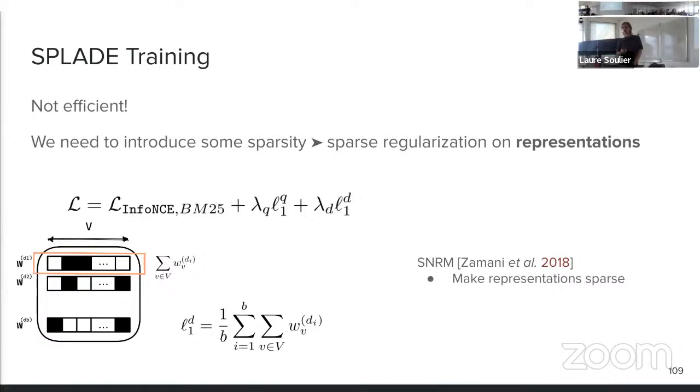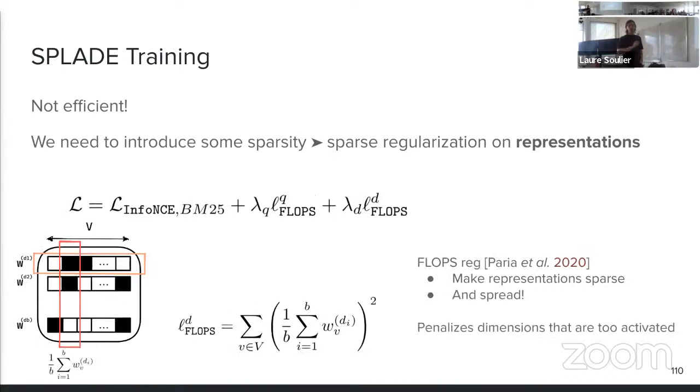But the problem with L1 is that you are not entirely sure to be aligned with the retrieval efficiency, which can be better approximated as the number of operations you need when you compute the dot product between a query and a document vector. And this is actually what the FLOPS regularization is proposing to do. And so here you are going to make the representation both sparse, but also more spread in the vocabulary.